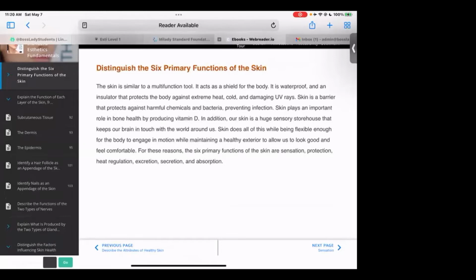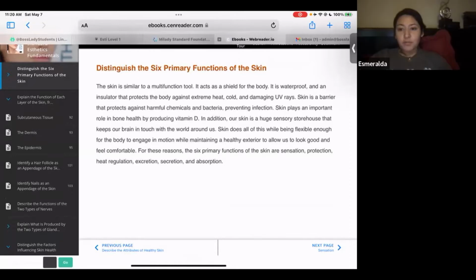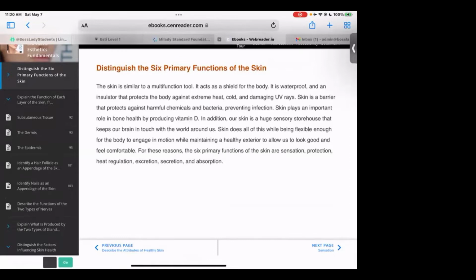So before we continue into the 6 primary functions of the skin, do either one of you guys have any questions? No, not right now. Thank you. Perfect, okay. All righty, let's move on to the primary functions of the skin.